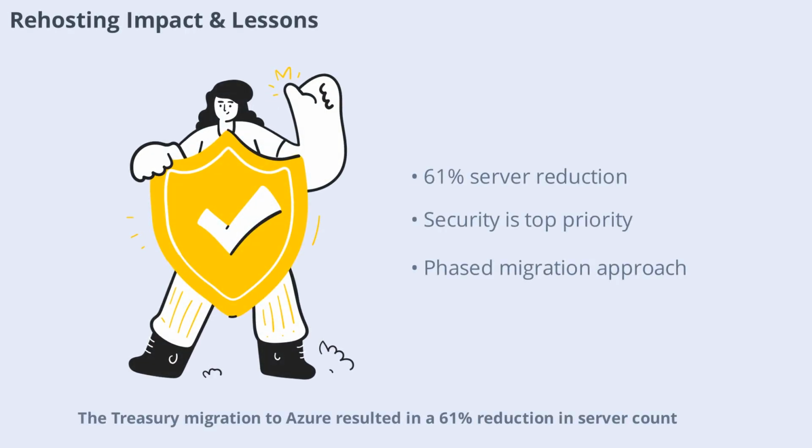Treasury migration to Azure resulted in a 61% reduction in server count, along with significant savings in storage and network infrastructure. The team learned valuable lessons, such as the importance of security, phased transitions, and understanding application complexity before migration. By capturing legal requirements and focusing on business objectives, they ensured a smooth and compliant transition. These insights are crucial for any organization planning a similar journey.